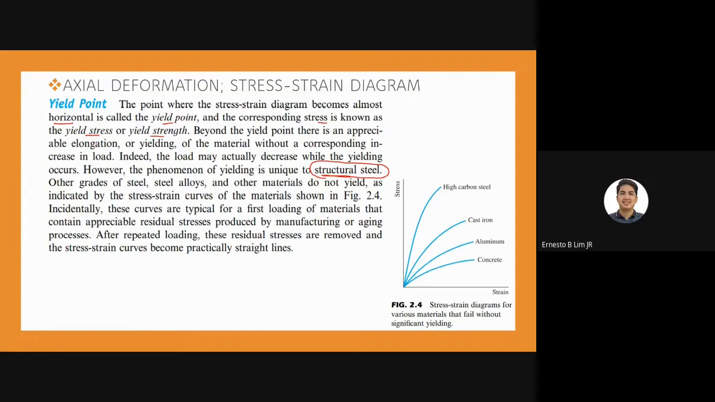Say this is a stress strain diagram of the material. As you can see, concrete, alloy, and cast iron usually do not yield. The high carbon steel is normally the material that yields every time. Incidentally, the curves are typical for a first loading of materials that contain appreciable residual stresses produced by the manufacturing or aging process. After repeated loading, these residual stresses are removed and the stress strain curves become practically straight lines.